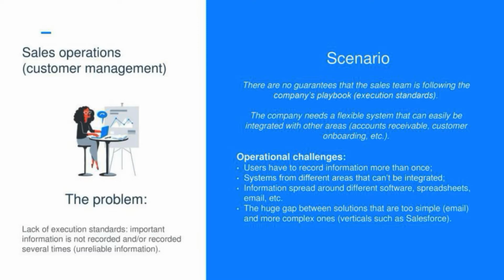There are some operational challenges. Users have to record information more than once. So if they have to create new tasks for the same customer, they have to fill in a lot of information, and that creates an obstacle. There's a whole bunch of systems from different areas that can't be integrated properly. That creates another operational challenge. Information is normally spread around different platforms, spreadsheets, email, etc., which causes the information to be duplicated and sometimes unreliable. And there's a huge gap between the solutions that are too simple, such as only managing your sales via email, and more complex ones, vertical systems such as Pipedrive and Salesforce.